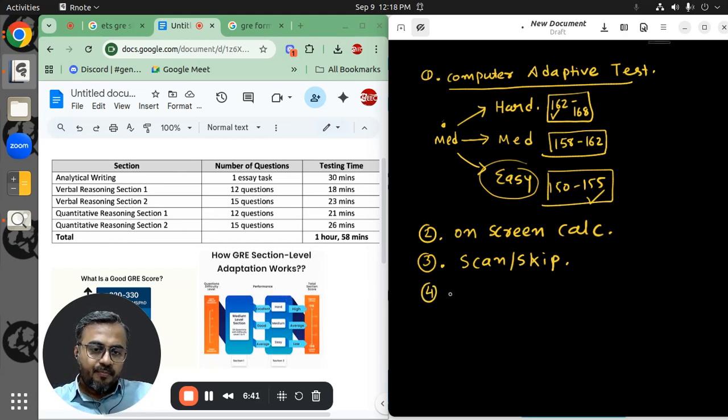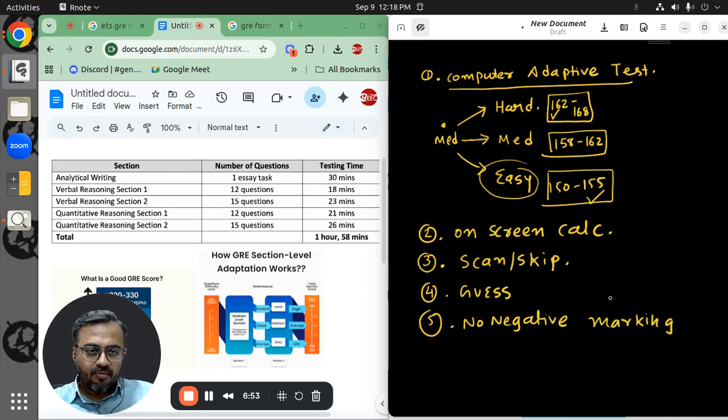Number four, guessing is allowed. And five, there is no negative marking if the answer is wrong. But mind well, if the answer is wrong, then you're compromising with the difficulty level of the questions for the next section, and eventually your score will be accordingly lesser if incorrects are more. So this is the exam nature.